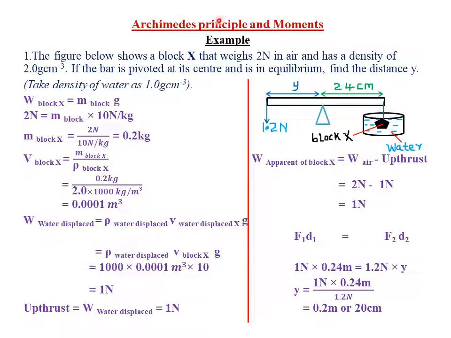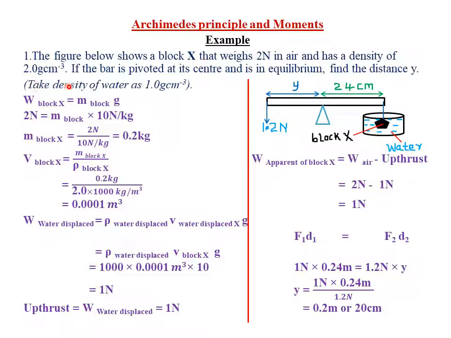So today we are looking at Archimedes' principle and moments. Let's start by looking at an example, which reads that the figure below shows a block X that weighs 2 Newton in air and has a density of 2.0 grams per cubic centimeter. If the bar is pivoted at its center and is in equilibrium, find the distance y.